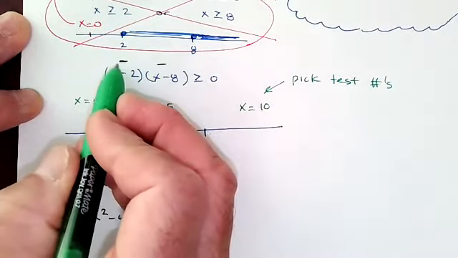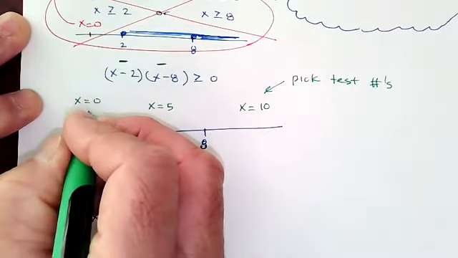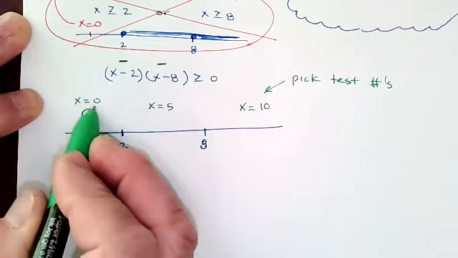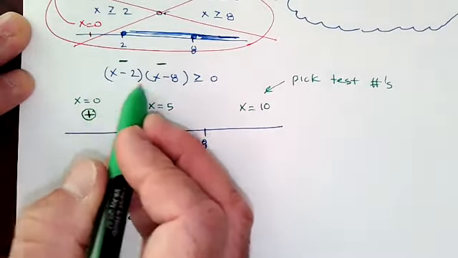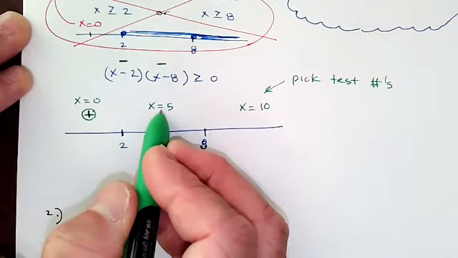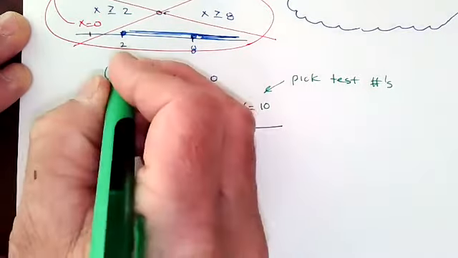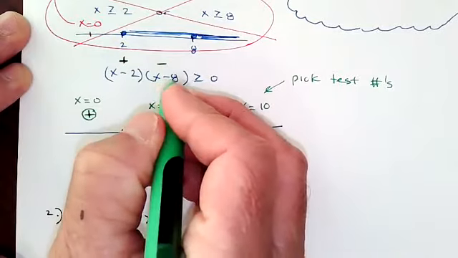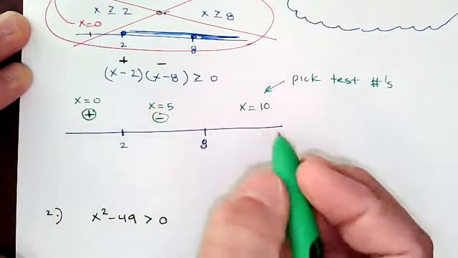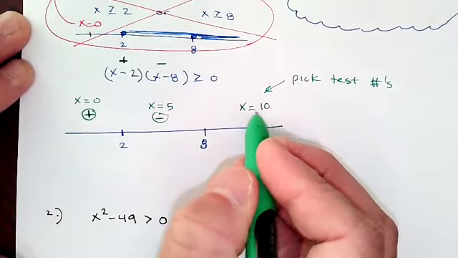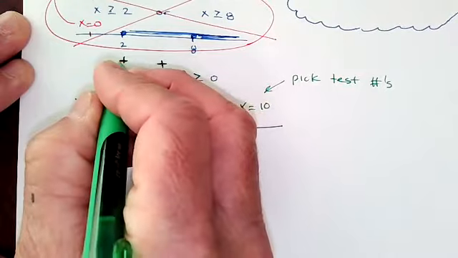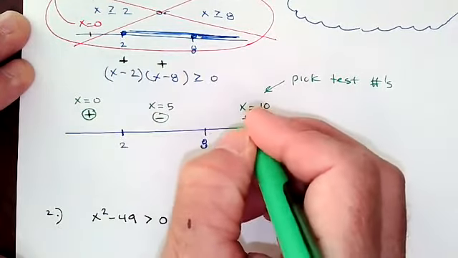But what happens when you multiply a negative by a negative? You get a positive number. So what this means is if I use any number less than 2, this expression is going to generate a positive number. How about 5? 5 minus 2 is now positive. 5 minus 8 is negative. A positive times a negative gives me a negative. And if x equals 10, 10 minus 2 is positive, 10 minus 8 is positive. A positive times a positive is a positive.